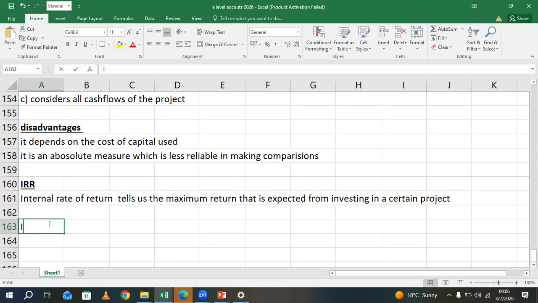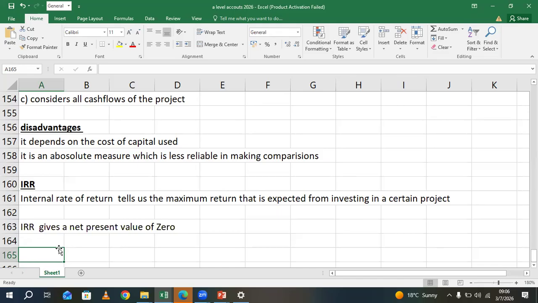So the IRR gives a net present value of 0. If you are to discount your cash flows at the internal rate of return, you get a net present value of 0. So at IRR, the net present value is 0.